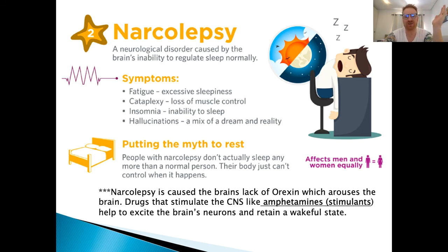One of the reasons why they think narcolepsy happens is that there's basically a lack of orexin. Orexin is that hormone that causes arousal in the brain. And so one of the things that they do is they give you drugs if you have narcolepsy that will stimulate the CNS. So stimulants like amphetamine specifically, which will help excite the brain's neurons and sort of retain a wakeful state. If the orexin's not being produced, they sort of artificially stimulate the brain with these amphetamines.